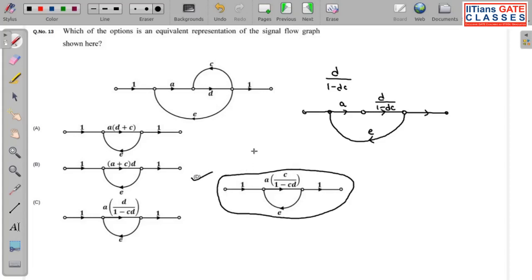Or another thing, if you are not able to see this, you just calculate the transfer function. Calculate this as R, this as C, capital C(s) and R(s). Calculate C(s) by R(s) of this whole SFG and then step by step solve C(s) by R(s) for each of the options. You will see you will get the same C(s) by R(s) as this in option D.